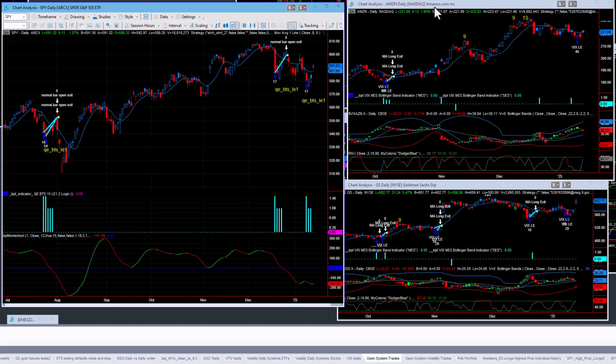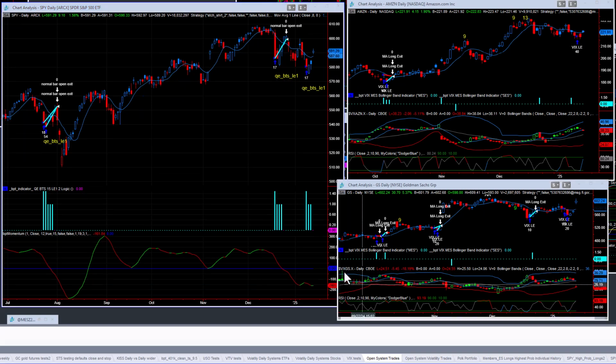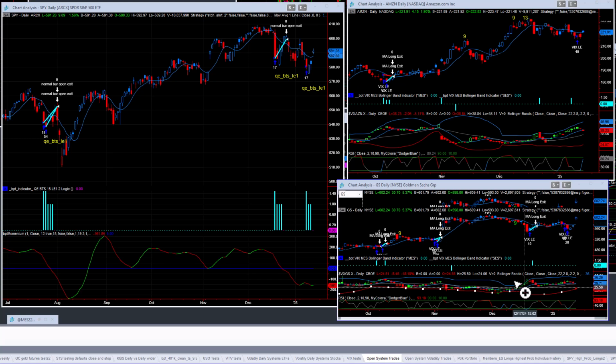These volatility systems, they do similar trades to mean reversion, but they're based on the volatility instruments, kind of like the VIX for the S&P. So Amazon uses the VXAMZN instrument with Bollinger Bands, and Goldman Sachs uses the VXGS instrument with Bollinger Bands.